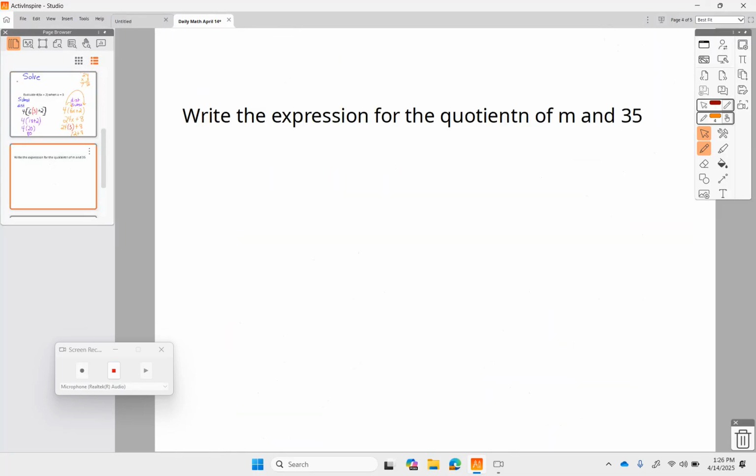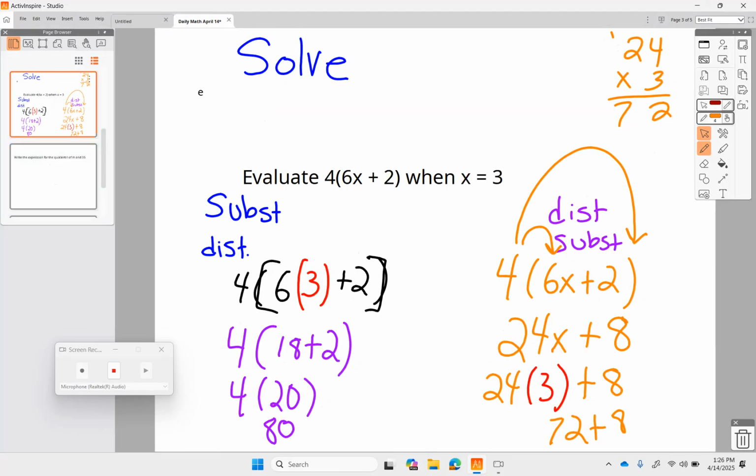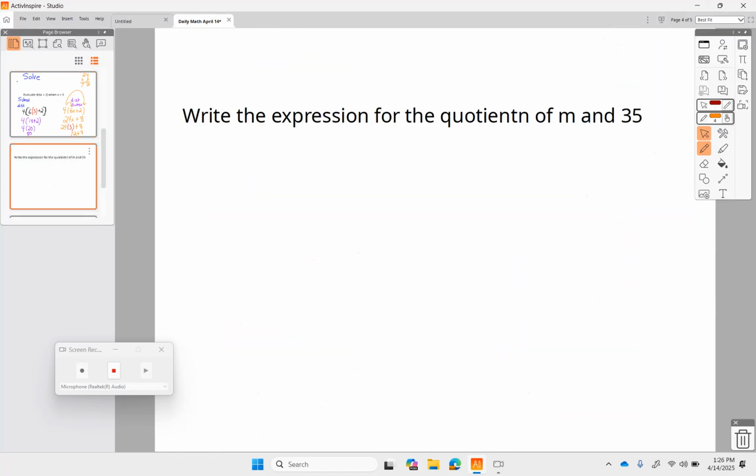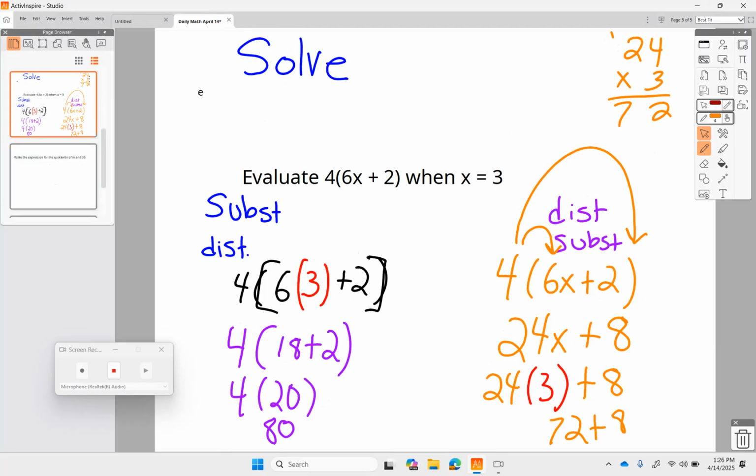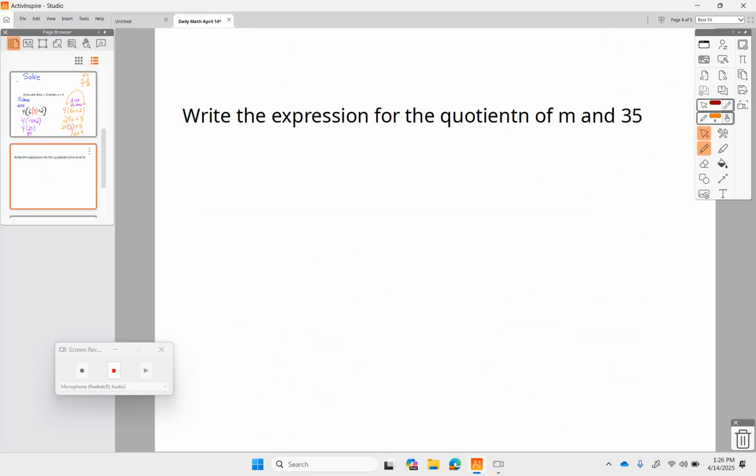Write the expression. What word with an E is not in this problem? I'll give you a hint. It's here, but not here. What word with an E is in this one, evaluate? Evaluate means what? Solve. Do we have the word evaluate here? So are we solving anything?